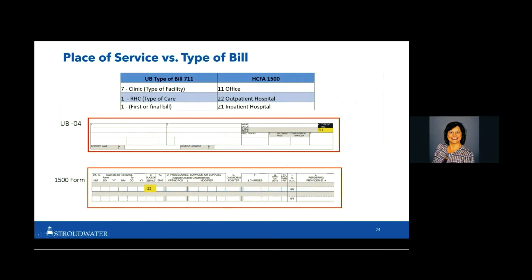This is how it would be reported in the electronic file. It's going in this field, and then if you convert that to a paper image, this is what it would look like. On the 1500 form, you can see that this service was done as an outpatient hospital, and it would be in column B, the place of service. So this one would be in field 4, the 711, place of service being there. Again, the arrows just point out where that information is.